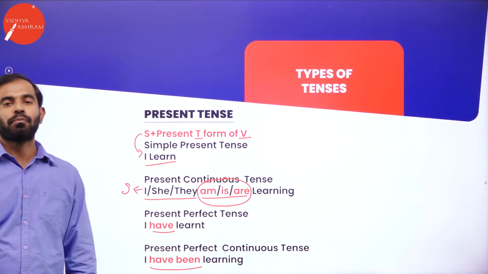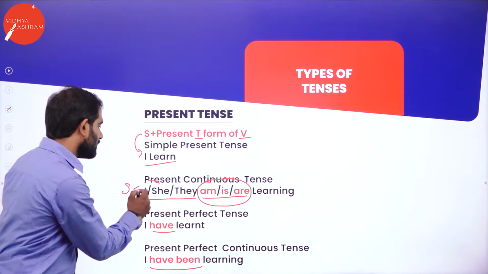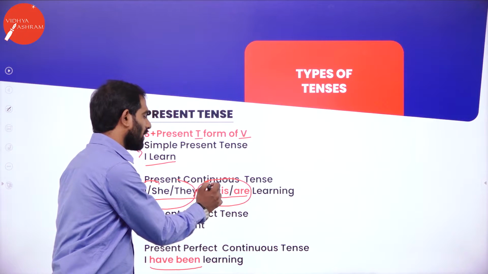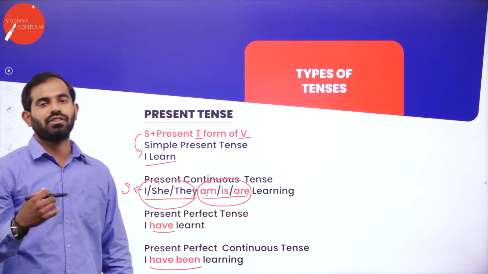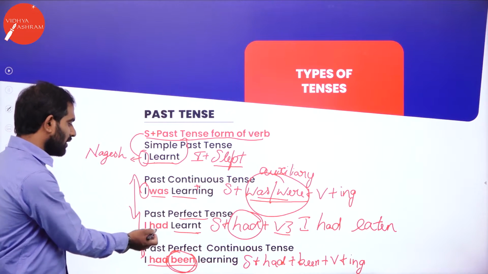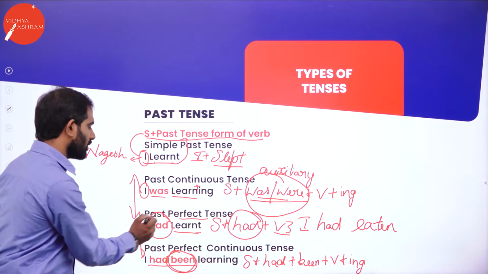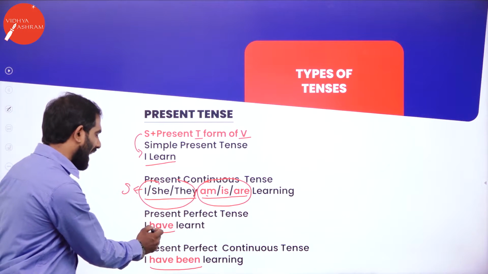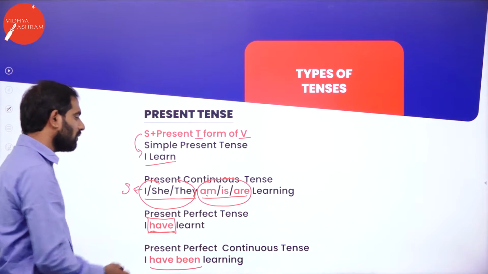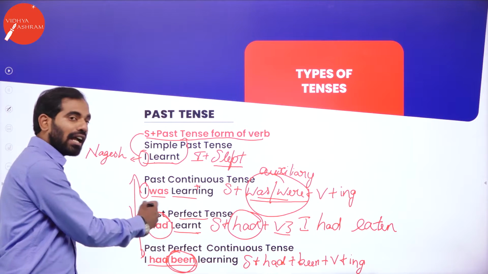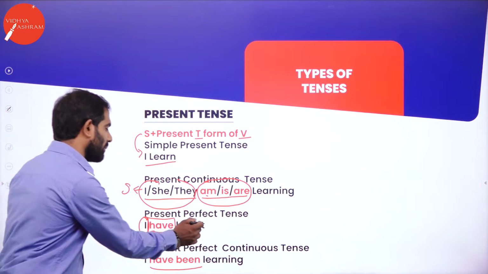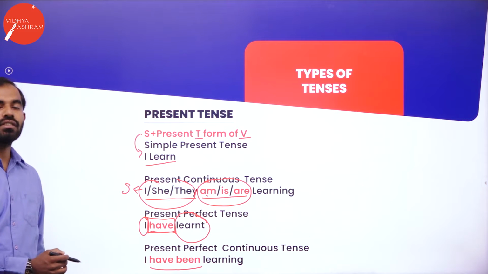Depending on the subject, we are going to make use of am, is, are, which are nothing but auxiliary verbs or helping verbs. Present perfect: as I told you, in past tense, observe the words here, had becomes have in present tense. In present perfect tense, I have learned, but in past tense, I had learnt. Nothing else changes. You need to observe the subject remains the same and the verb remains the same.